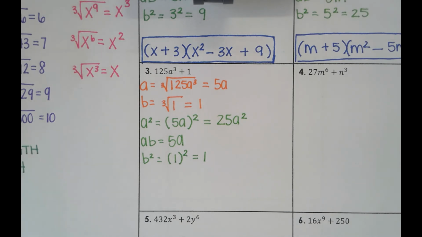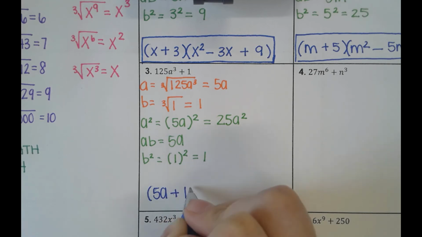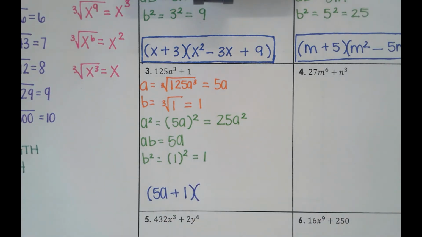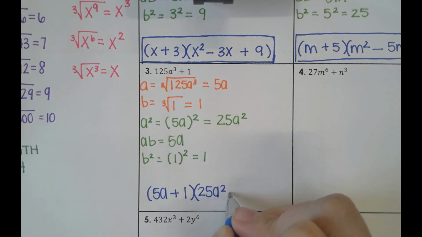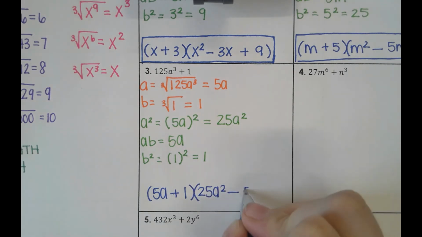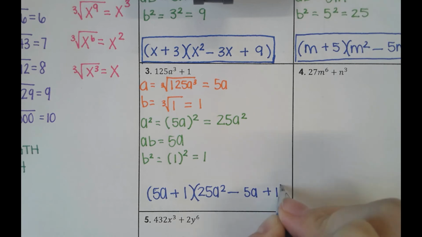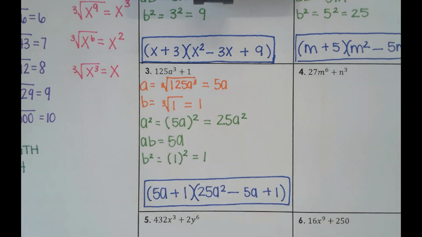And then we just put it all together in our formula. 5a plus 1. And then we have 25a squared minus ab, which is 5a plus 1. Any questions?